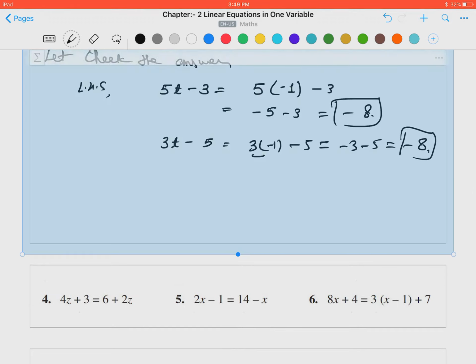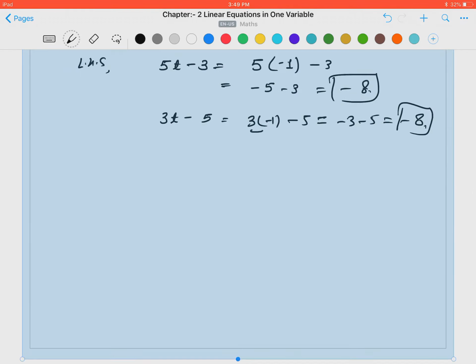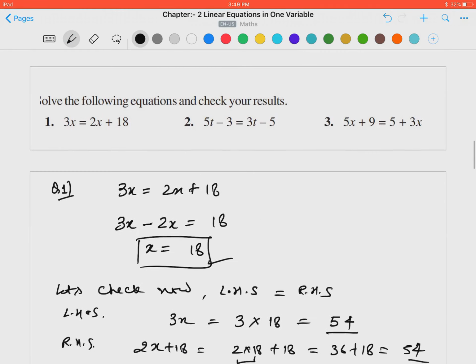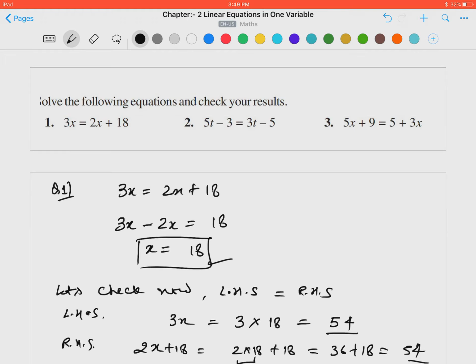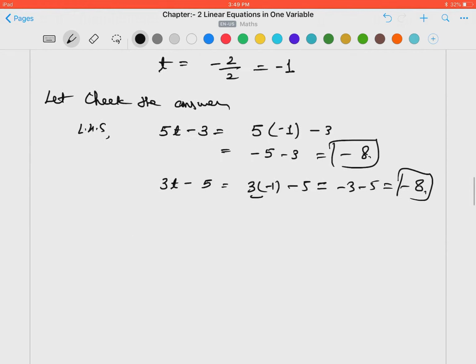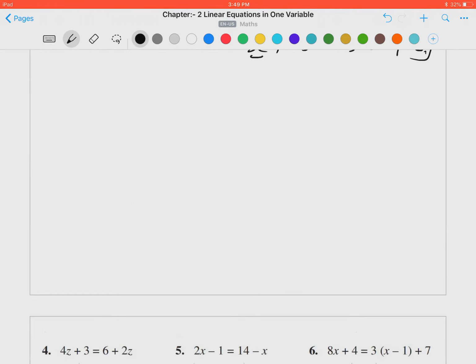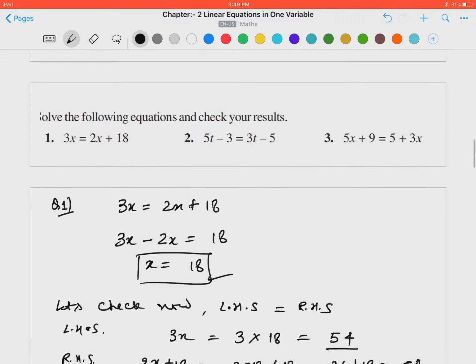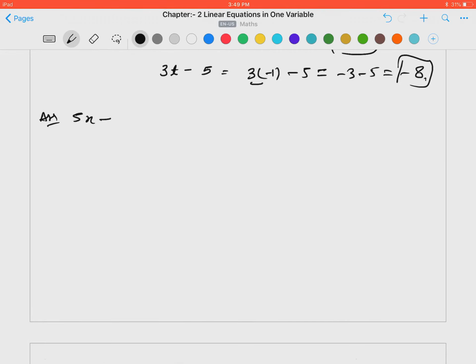Okay, let's come to the next question now. Next one we have 5x plus 9 equals to 5 plus 3x. So that's our equation for question number 3.